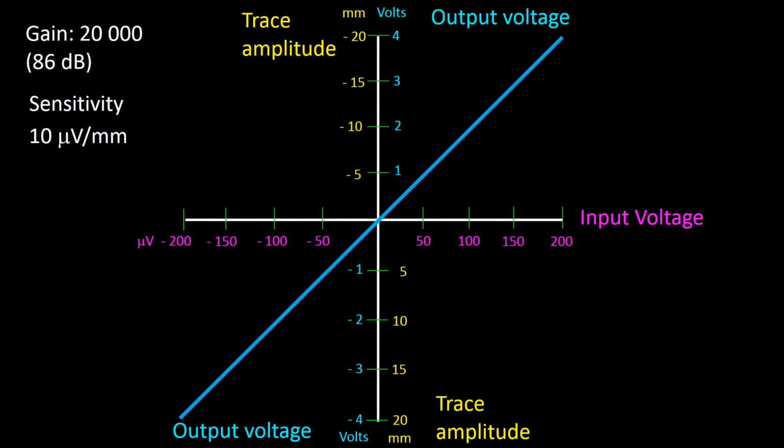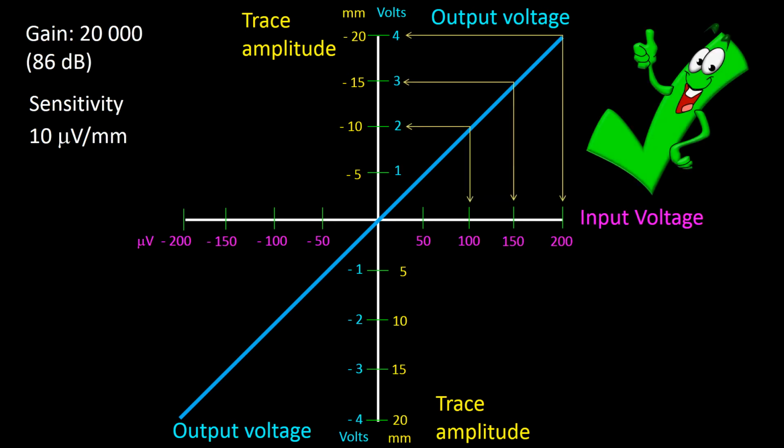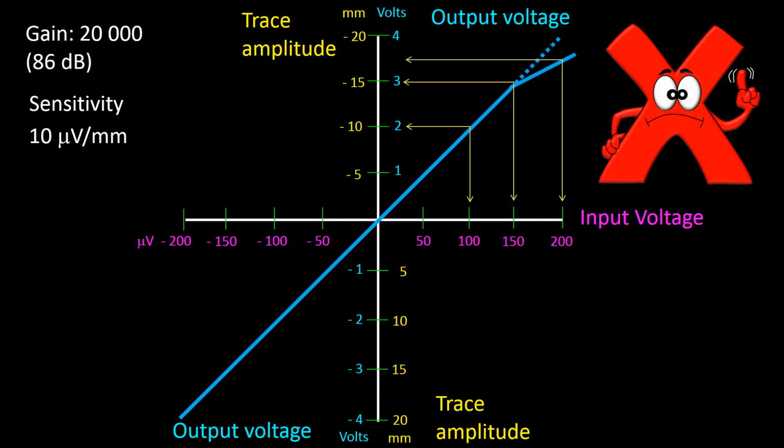I hope by now you are familiar with this figure. In this case, I am displaying a slope consistent with a gain of 20,000 and a sensitivity of 10 microvolts per millimeter. A good single-ended amplifier maintains the same relation between input and output voltages within the operational range of the amplifier. A bad single-ended amplifier does not. As you can see in this example, the solid line at the top right corner represents the function of a bad amplifier. The intermittent line shows how a good amplifier should work.